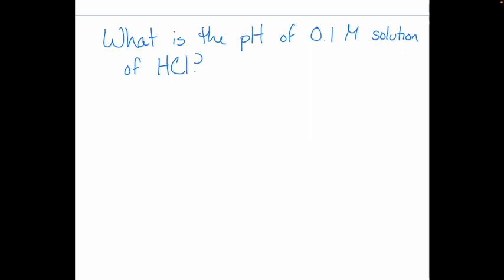So everybody take a second. We should remember from our acids and bases chapter how we can take the pH of a solution of strong acid like hydrochloric acid.